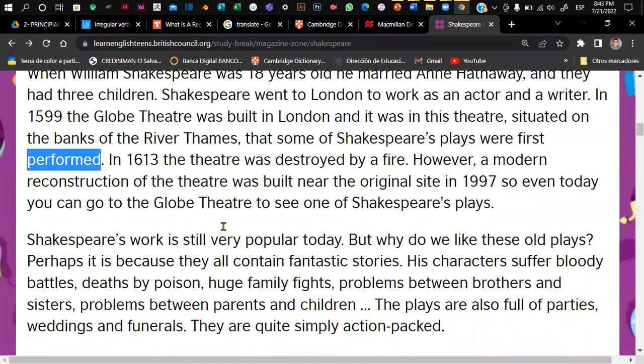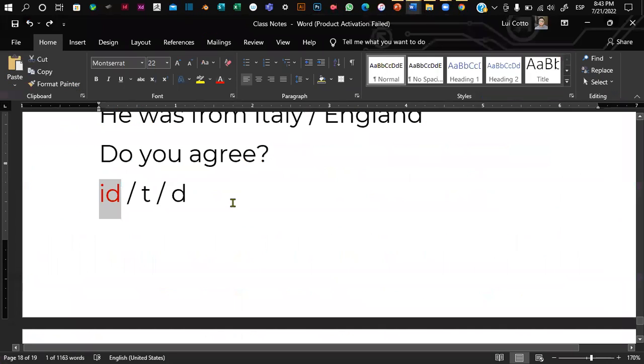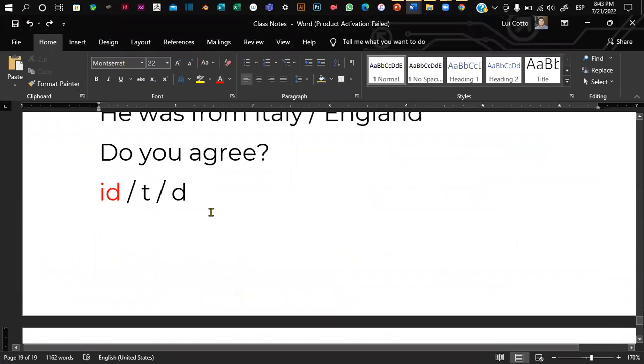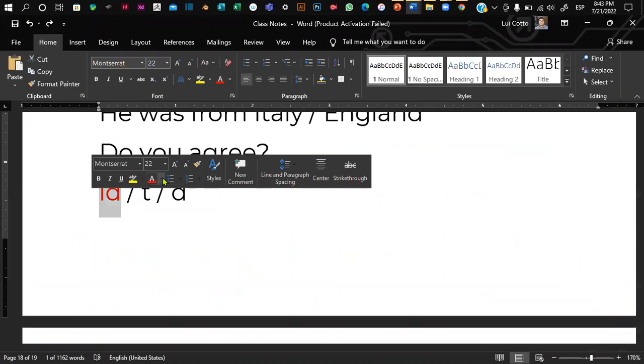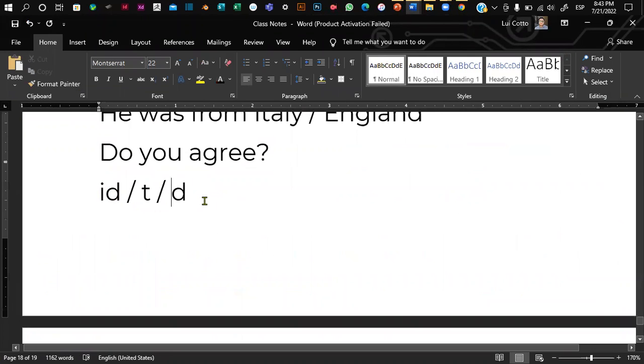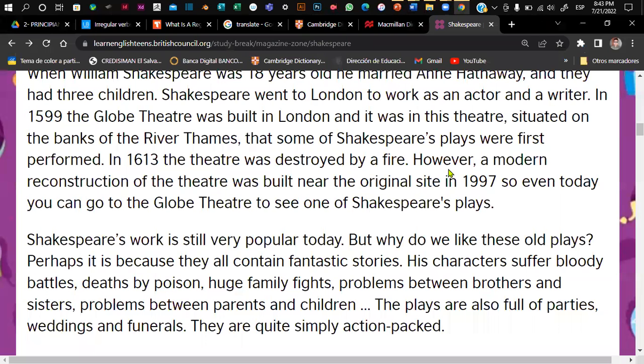Performed. Correct. And this one was the theater. The theater was what destroyed. Destroyed. No, destroyed. What is the pronunciation? It's D. Correct. Destroyed with D. Destroyed by a fire.